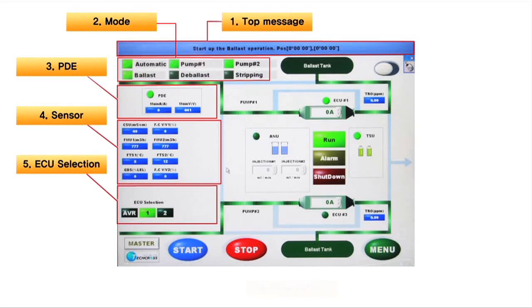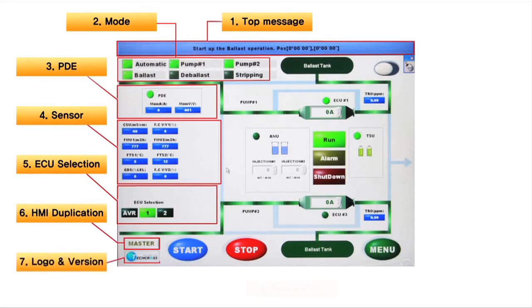5. ECU selection: selection of ECU, when there are more than 2 sets of ECU installed. 6. HMI duplication: state of CPC HMI, master/slave. 7. Logo and version: ECS logo, able to check HMI version by clicking.